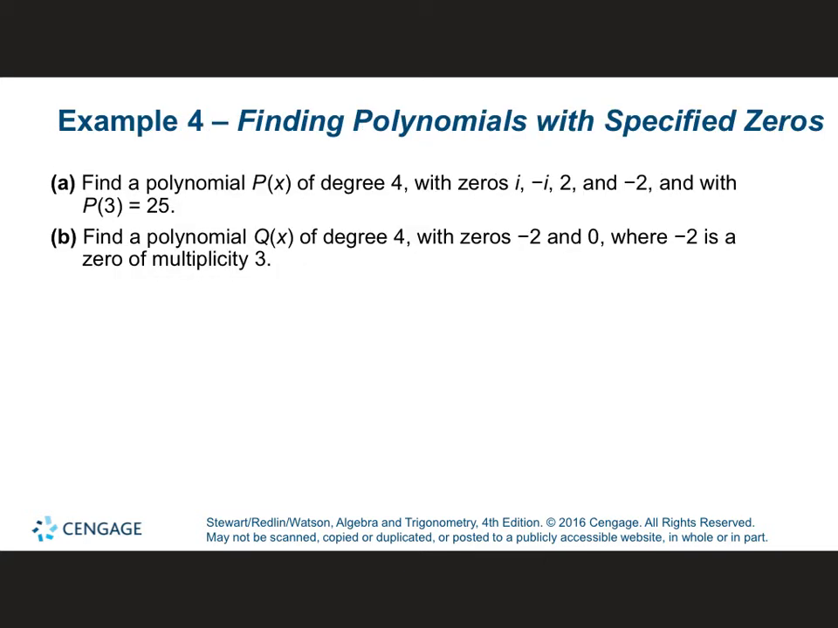All right, so for example 4, for A, we have a polynomial p of x with a degree of 4, with zeros of i, negative i, 2, and negative 2. That p of 3 is equal to 25, we're not going to worry about, so we're going to cross this out. What we're going to do with this is write the polynomial with the given degree and these zeros.